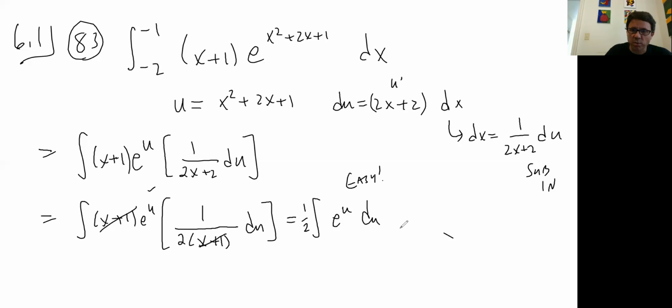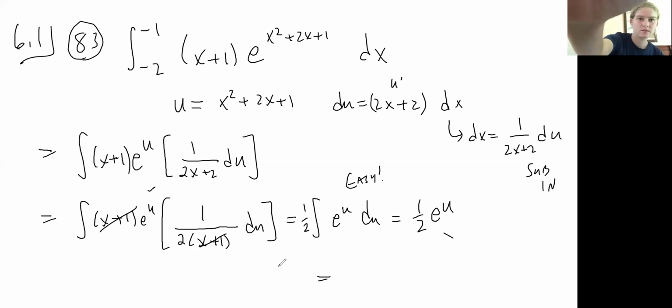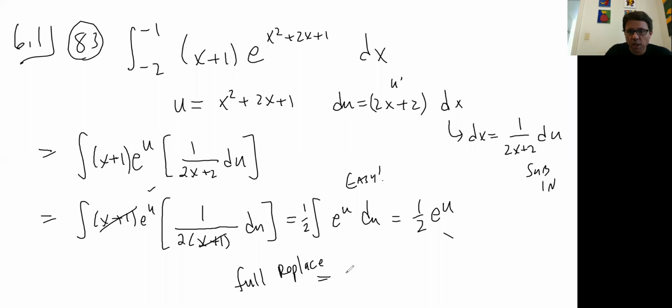The first one's hard, this one's easy. So the integral of e to the u is just e to the u, and technically plus c, but I'm not going to need it for a definite integral. Just to finish it off, do a full replace. I can do 1/2 e to the, plug the u back in, x squared plus 2x plus 1, then evaluate that between the two bounds.